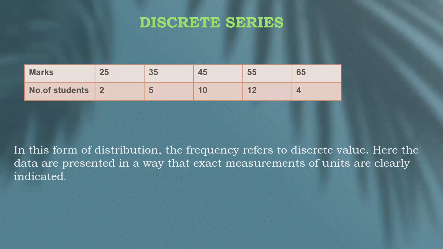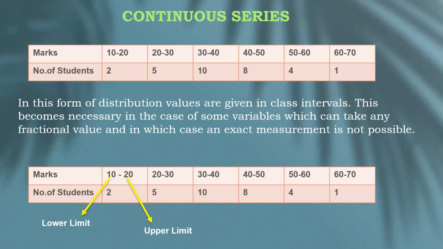Next we'll see what is continuous series. In continuous series, in this form of distribution, values are given in class intervals. This becomes necessary in the case of some variables which can take any fractional value, in which case an exact measurement is not possible. For example, marks and number of students are given here. The values are 10 to 20, 20 to 30, 30 to 40 and so on. The first value, 10, the starting value, is known as the lower limit, and the ending value is known as the upper limit of the one class.